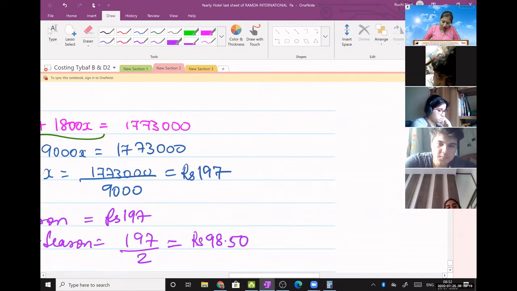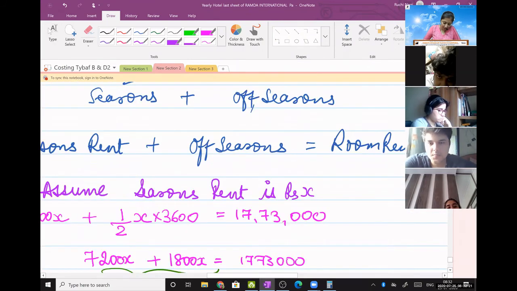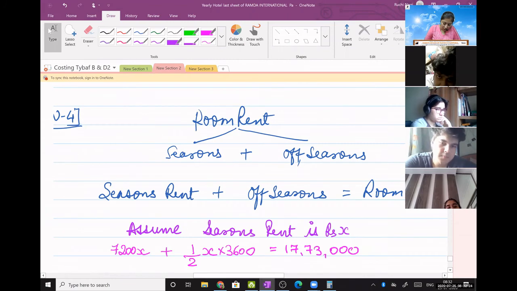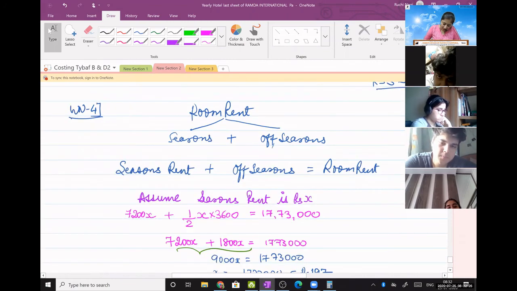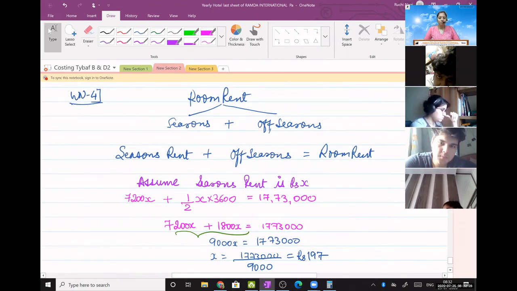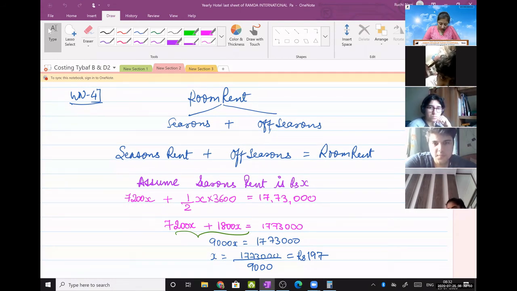Okay, so now write it here like this. This is working note number 4. Write it like this, because all that you don't have to write in exam, right? Room rent is season's rent plus off season's rent. Yeah, students, start giving your attendance also simultaneously in the chat box. We have last 8 minutes with us.